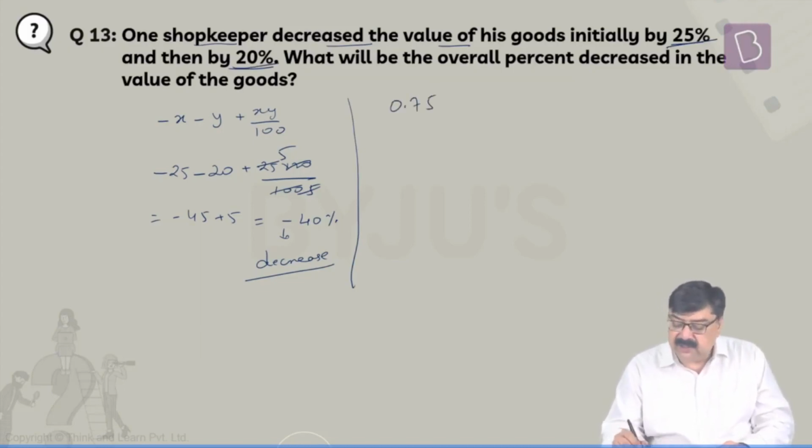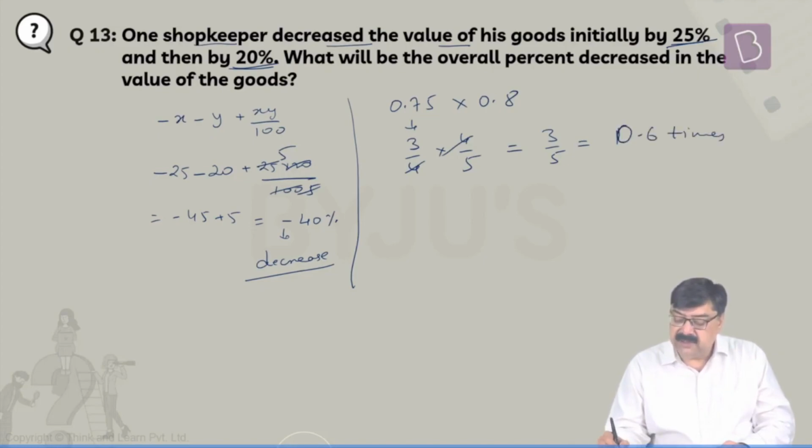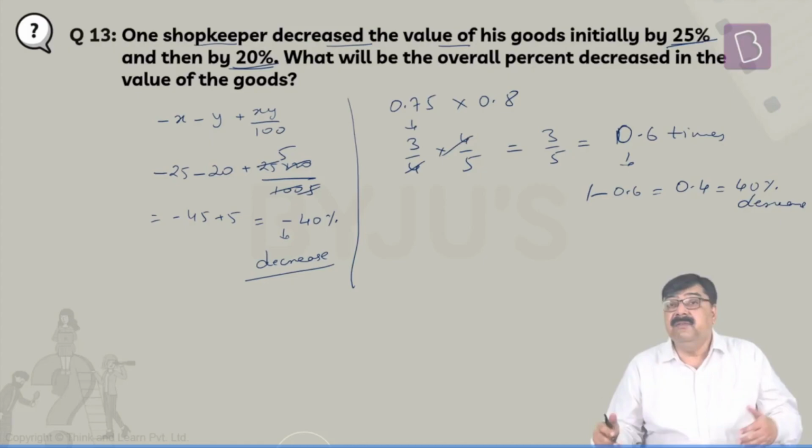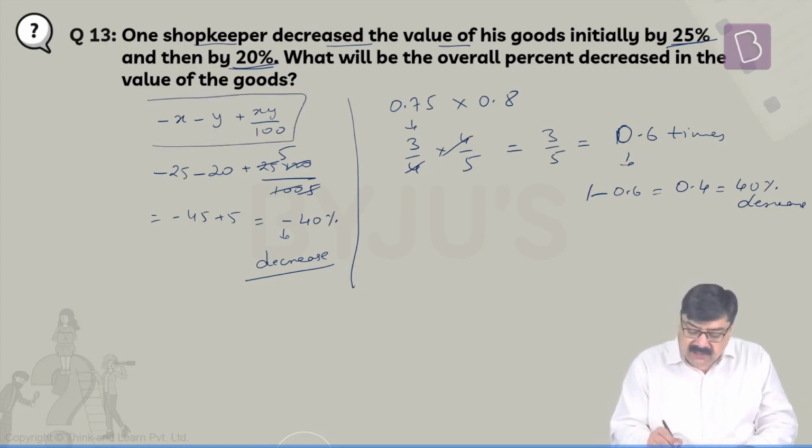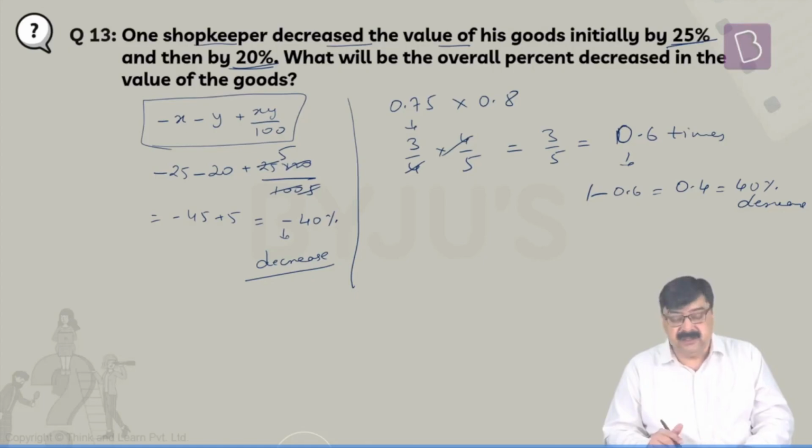Decrease of 20% would mean 0.8 times. 0.75 is 3 by 4. 0.8 you know is 4 by 5. So this is going to be 3 by 5, which is 0.6 times. 0.6 times here would mean 1 minus 0.6, that is 0.4, which is 40% decrease. 0.6 times would mean 40% decrease. 0.4 reduced or subtracted from 1. So anyhow, you can always go for this method for the ease in calculations, especially.